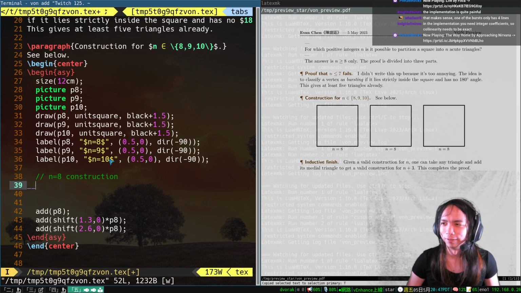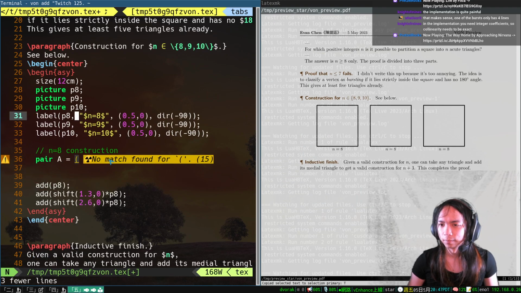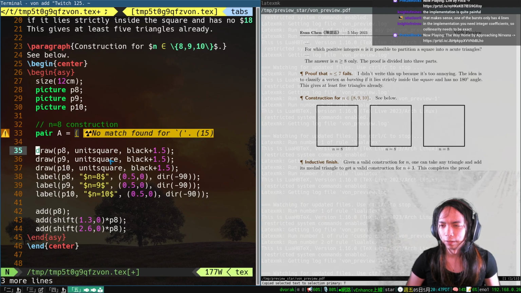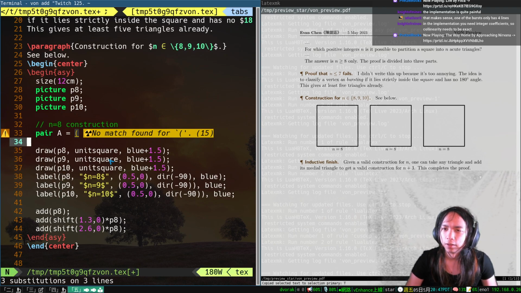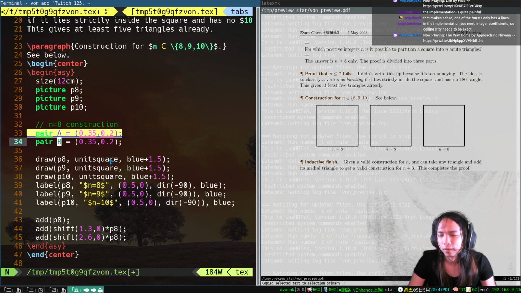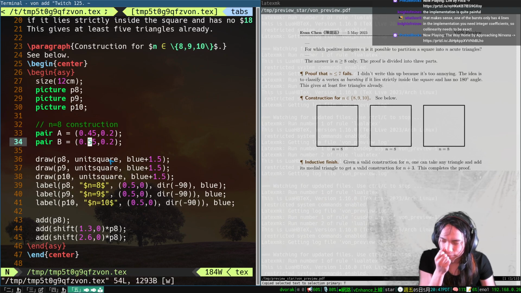Oh, this is gonna be really fun. You know what? We can do these in blue or something. Make it a different color, just for kicks. Okay, so when n equals 8, I feel like the n equals 8 construction actually took us a lot longer than it should have, looking back. It's not that unnatural. The problem is I need to fudge the constants so that the triangles are truly acute.